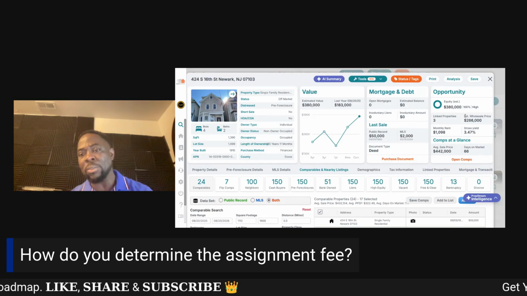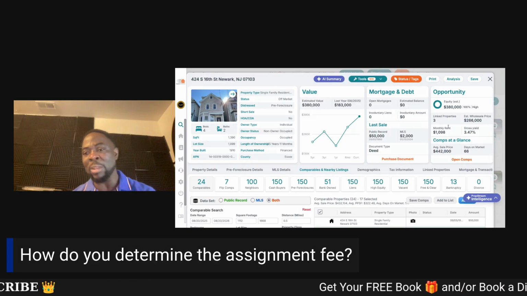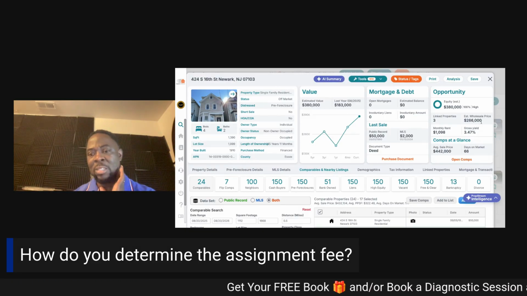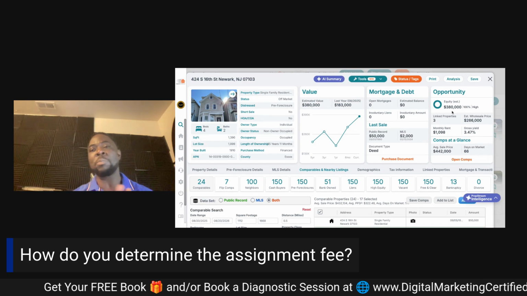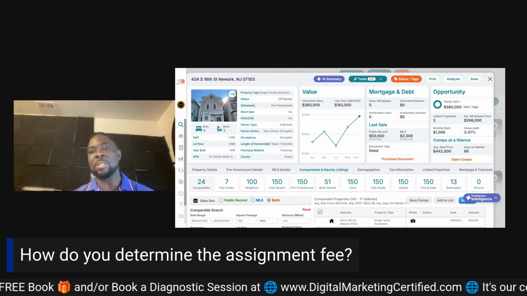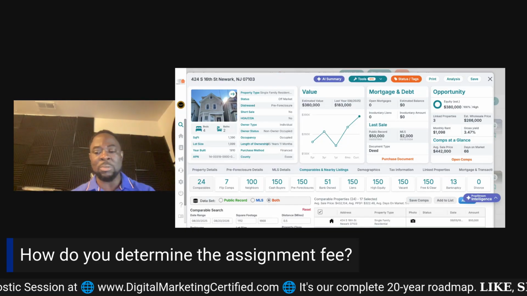We're looking at about $380,000, what the property is worth, the estimated value. We're saying $266,000. So I would take $380,000 and multiply that by 65%. Let me see if I can do that real quick.